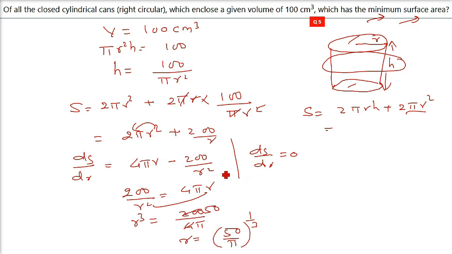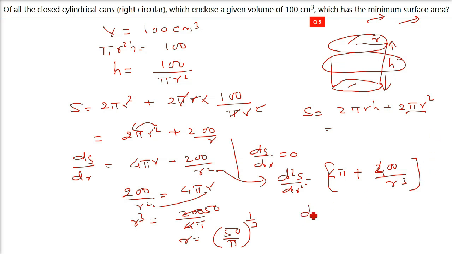But we will not stop here, because we have to say that it is minimum also. For that we need double differentiation. We are differentiating this expression again, 4 pi, and here we will get r cube. So the minus will be plus 200 by r cube, and this is going to be 400 it will be. Now what do you see here? Radius cannot be negative, so this whole expression is positive. So d2s by dr2 is actually greater than 0. So you are going to get a minimum surface area, because we have verified that it is going to give us the minimum value. What is the radius? It's 50 by pi to the power 1 by 3. This is your answer also.